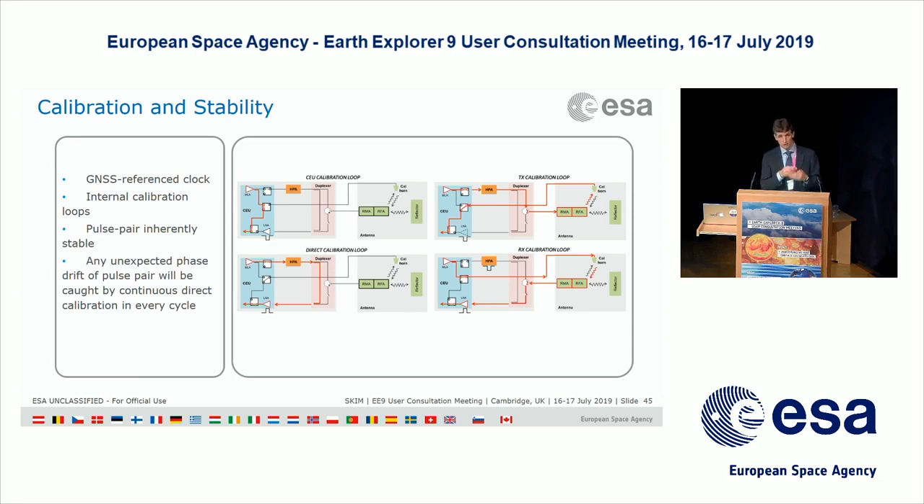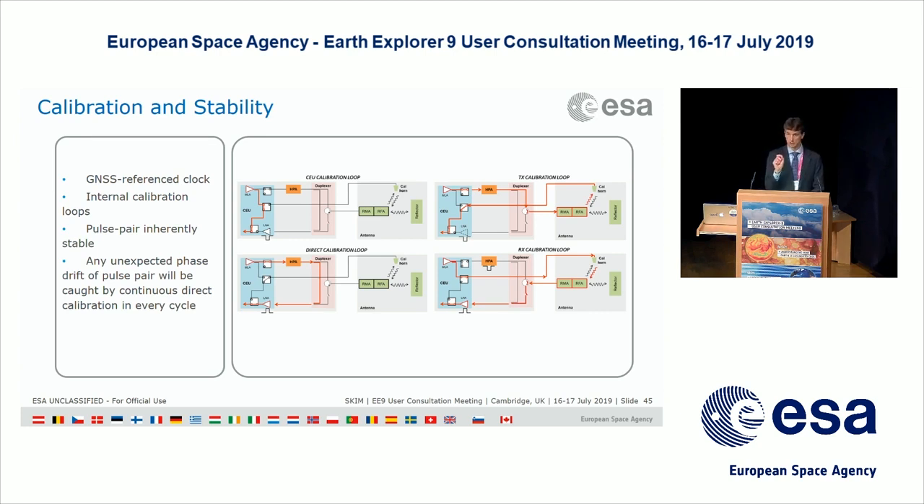If by any chance, and it would be unexpected, there is a drift on the phase of the pulse pair measurement, we would see it because we have an additional capability, which is the direct calibration loop shown on the bottom left. And this will be exercised in every cycle, so we don't have to go to a calibration mode. Every time we've transmitted the first pulses and we're waiting for them to come back, we're using this time to calibrate the electronics, so we have a self-calibrating instrument.